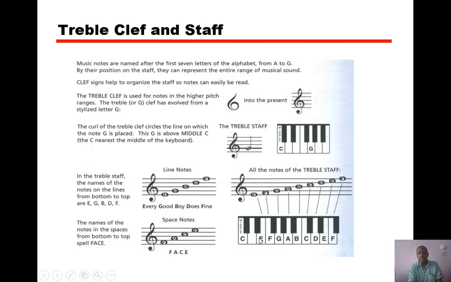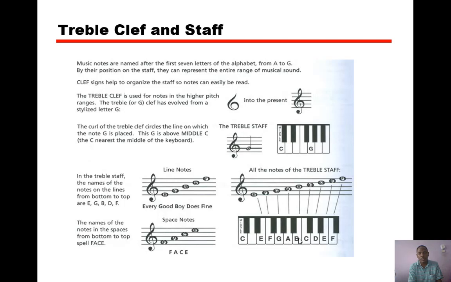Now the rest we can even just continue counting. So C, D, E, F, G, A, B, C, D, E, F, G, and so on and so forth. Another thing you can also notice is that we have the group of 3 black keys. At the immediate left of the 3 black keys is the key F. And at the immediate right of the 3 black keys is the key B.